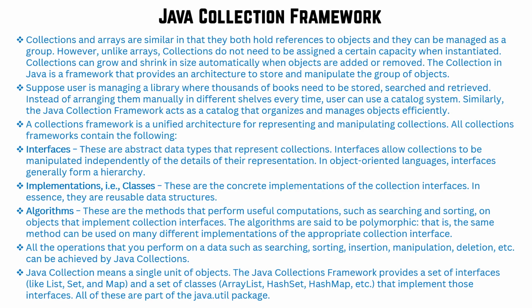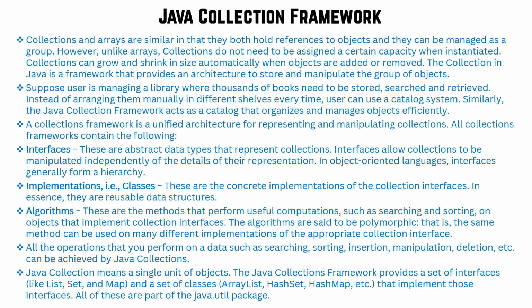So what are the important operations a user can perform with the help of the Java collection framework, also known as JCF? All the operations that a user can perform on data such as searching, sorting, insertion, deletion, manipulation, etc., can be achieved with the help of the Java collection framework. A Java collection means a single unit of objects. The Java collection framework provides a set of interfaces: List, Set, Map, Queue, Deque, etc., and a set of classes like ArrayList, LinkedList, HashSet, LinkedHashSet, TreeSet, HashMap, TreeMap, LinkedHashMap, etc., that implement those interfaces.